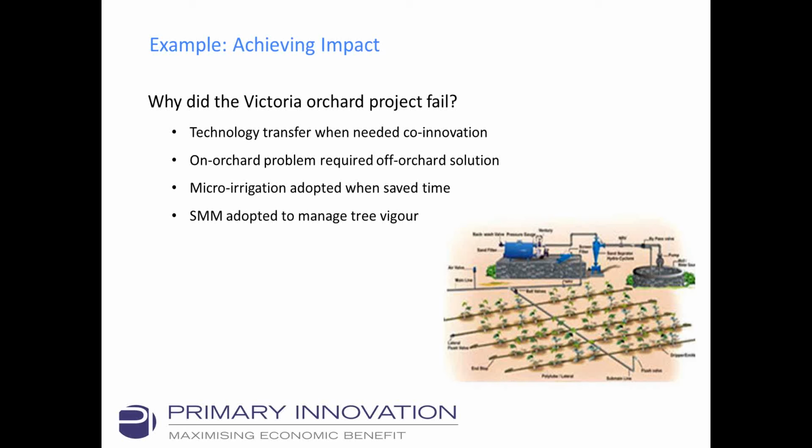It was between 0 and 20%, and the reasons for adoption were completely different than what people anticipated at the start of the project. Micro-irrigation was adopted because it would save the orchardist some time, and soil moisture monitoring was adopted to manage actually the tree vigor. So, quite different reasons.